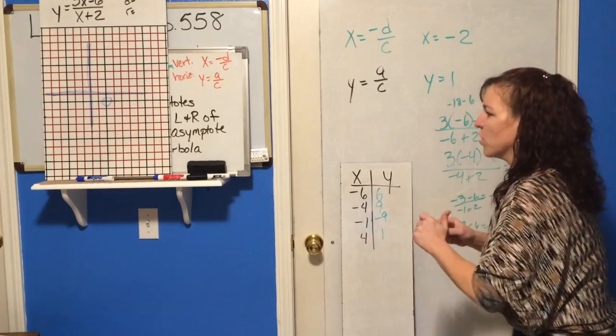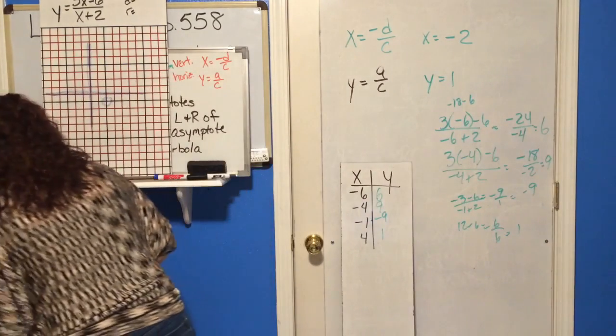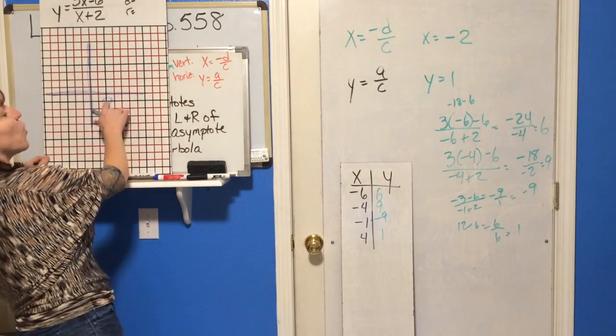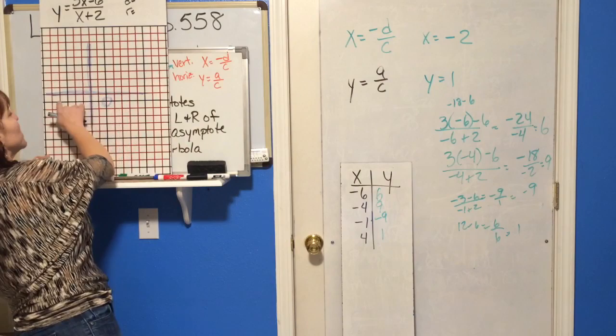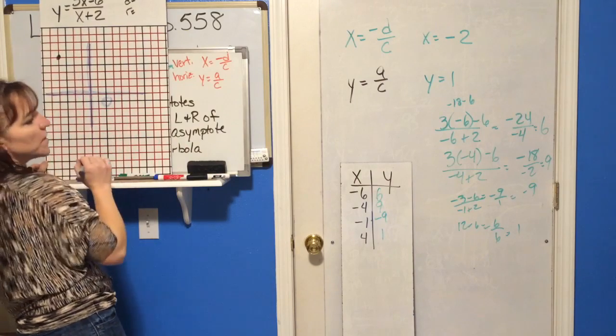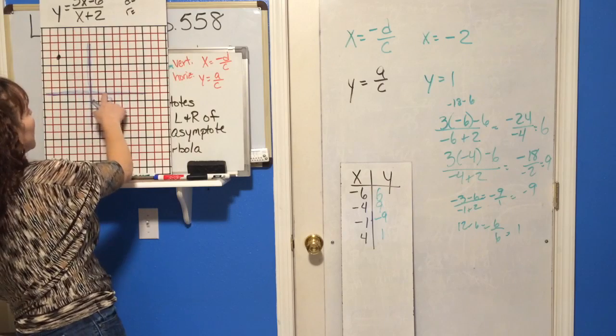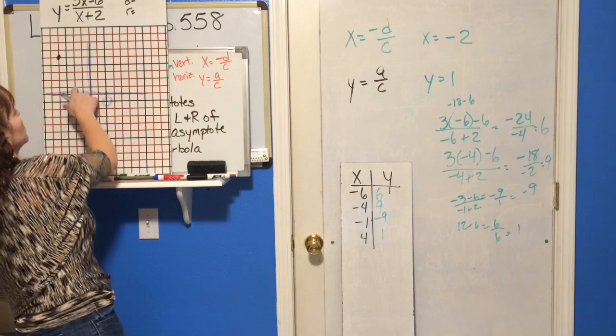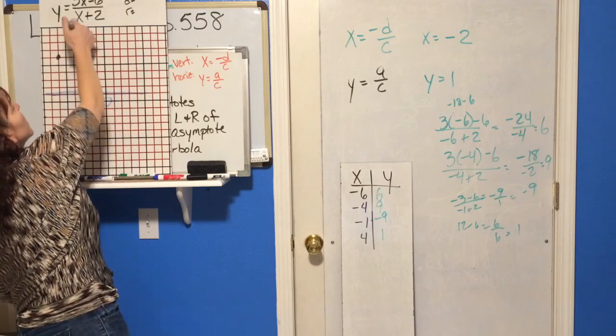All right, so now we're going to plot the points. Let me find, okay. So negative 6, 6 from the origin. 1, 2, 3, 4, 5, 6. There's one point. And negative 4, 9. 1, 2, 3. Oh, where's my origin? 1, 2, 3, 4, 5, 6, 7, 8, 9 is way up here.